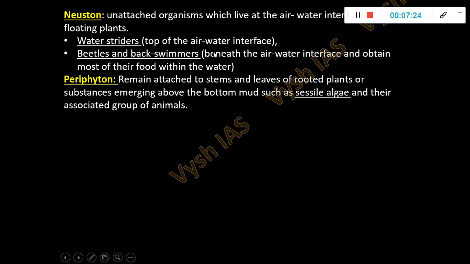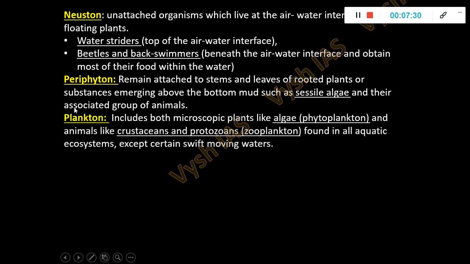On the left side they'll put these terms, and on the right side they'll put the insects and algae and all. So just study these examples, because it's a textual thing. Whatever is given in the textbook, at least that you should know. Plankton: phytoplankton is there, zooplankton is there. Phyto means the plant one, zoo means the animal one.